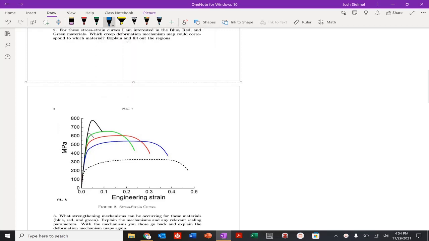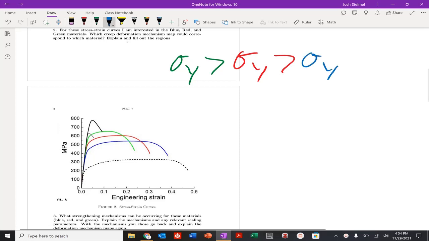All right, so looking at these 3 curves, I know that my yield strength of green is greater than my yield strength of red, which is greater than my yield strength of blue. I also see that they pretty much have the same slope. We'll look at that later. So, which creep deformation mechanism corresponds to which material? Explain and fill out the regions.